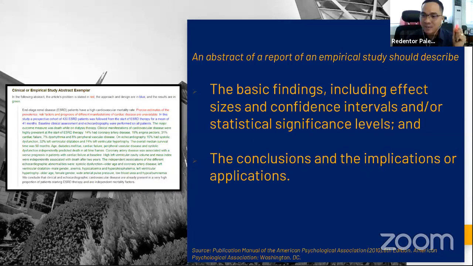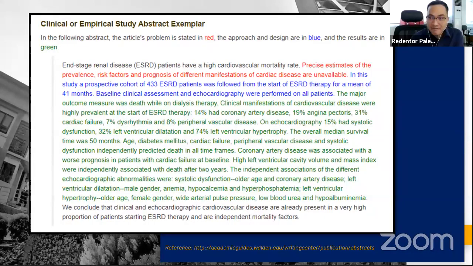Let's move on to the next. Here is the example, the whole thing of that. Okay, so the reference is given. You can also refer to that. Okay, so let's go to the next example.